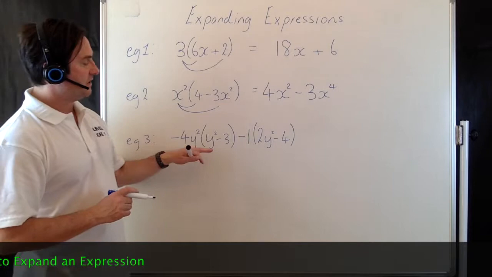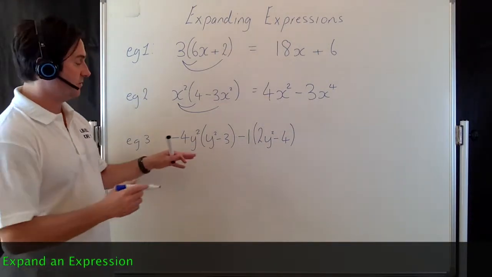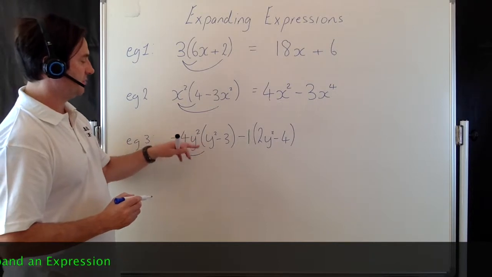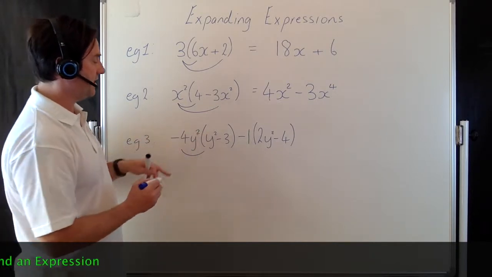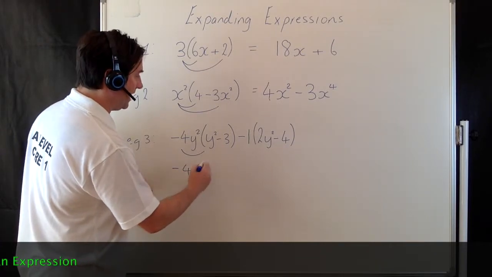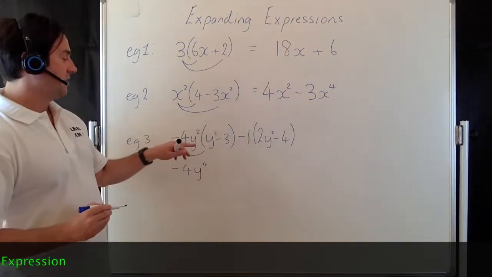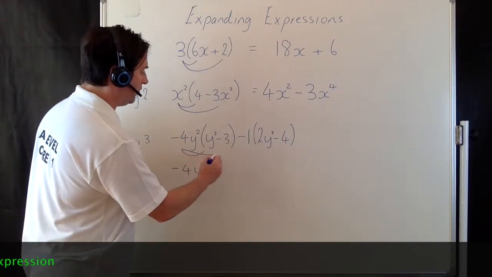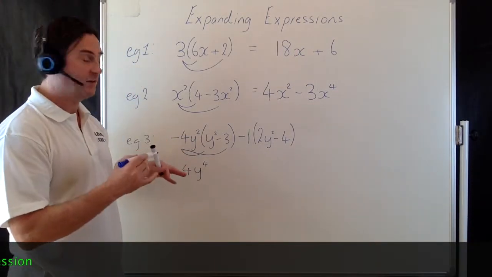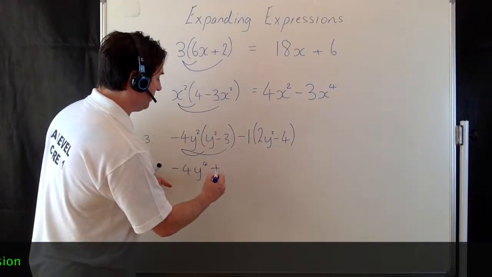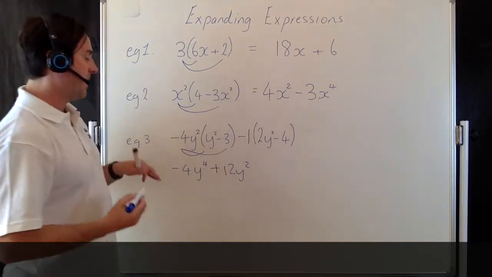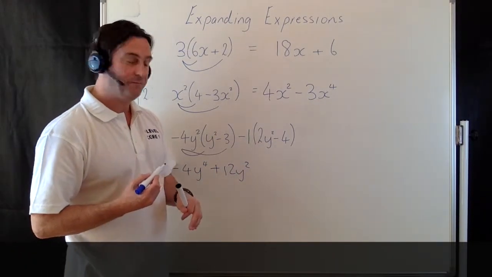Now we're just going to expand each term individually. So we'll start off with the first one. You've got negative 4y squared times y squared. Index law again, multiplication law, gives us negative 4y to the 4. You've then got your negative 4y squared times negative 3. The negative times the negative gives us a positive. So we get positive 12y squared.